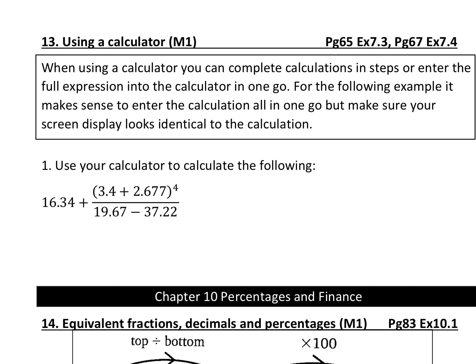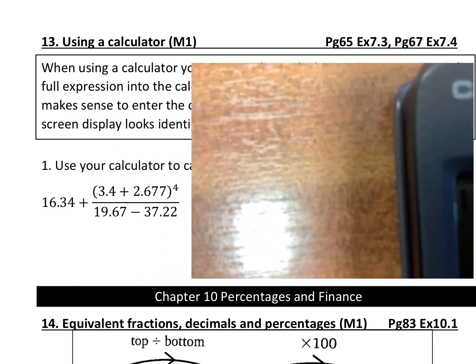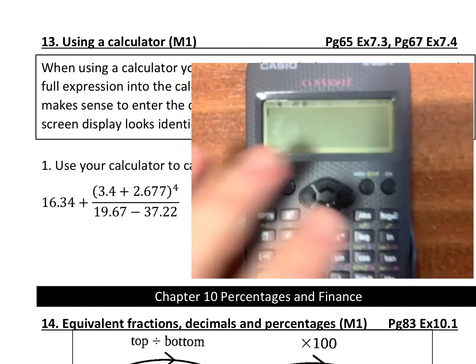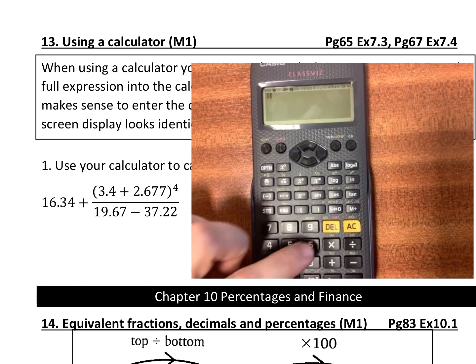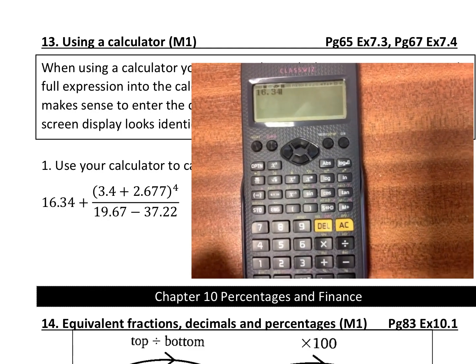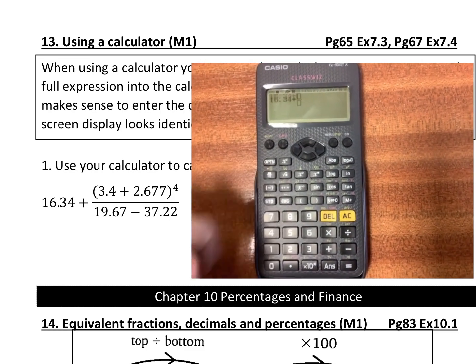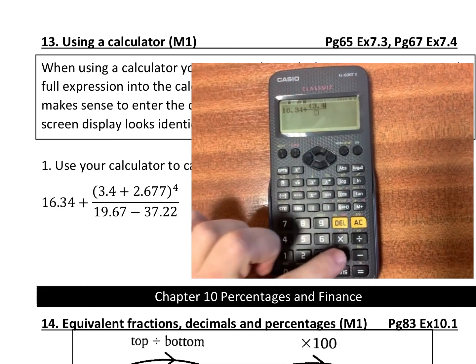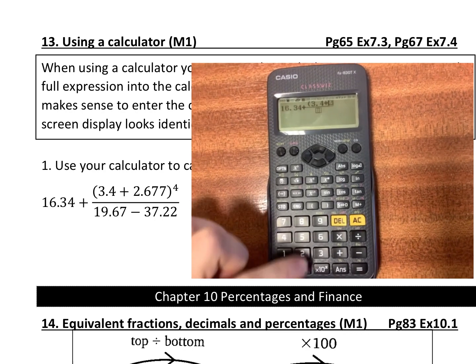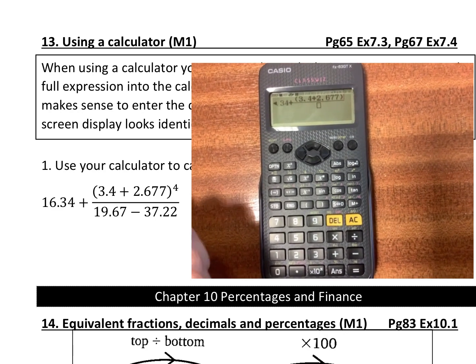So number 1, we're going to use our calculator to calculate the following. So get your calculator, and then first thing I'm going to do is type in the 16.34, and then I'm going to add, and then I need to have a fraction. On the top of my fraction, it starts with an open bracket, and then 3.4 plus 2.677, close the bracket, and then raise it to the power of 4.